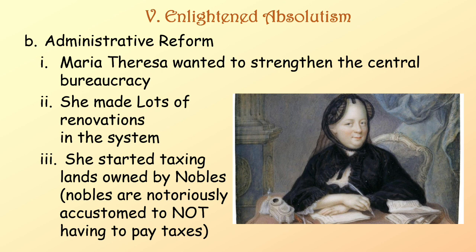Her second goal was administrative reform. Maria Theresa wanted to strengthen the central bureaucracy. She made lots of renovations to the system, and she started taxing lands owned by nobles. Nobles are notoriously, as we know, accustomed to not having to pay taxes.